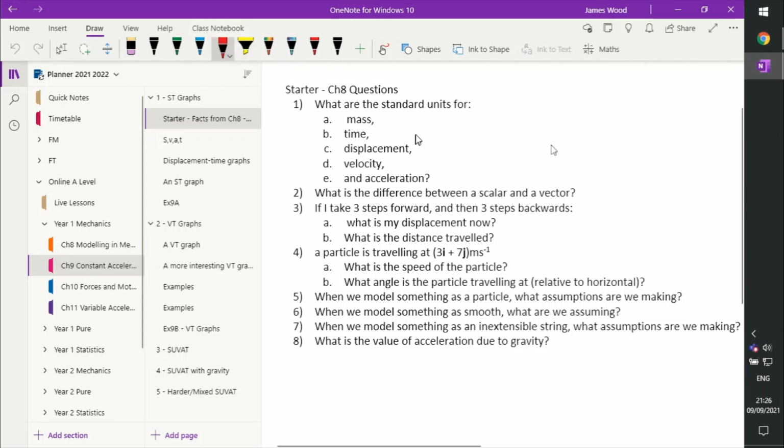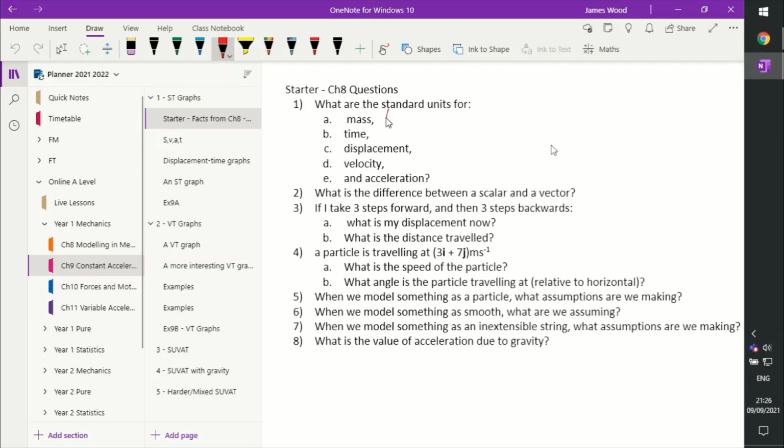So what are the standard units for each of these? Now, standard units is important that we use these so we don't get confused. This first one's talking about mass. We should use kilograms rather than pounds. And if we try and mix these two units, it's not going to go well. So we have standard units that we use.